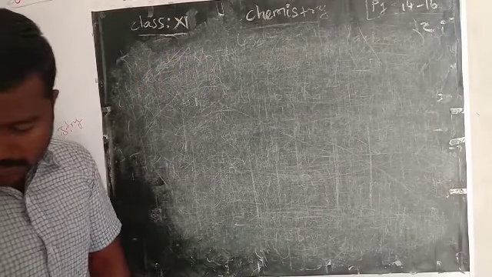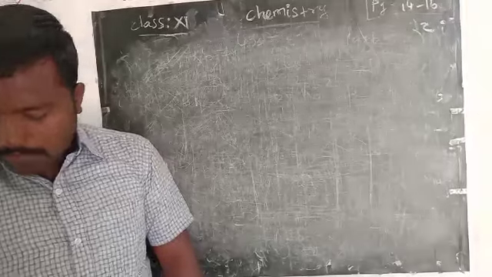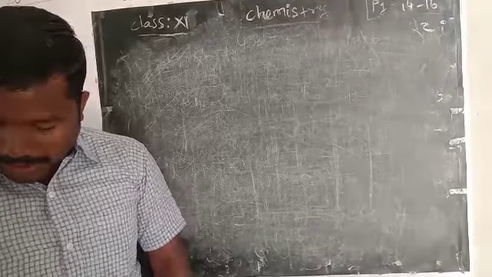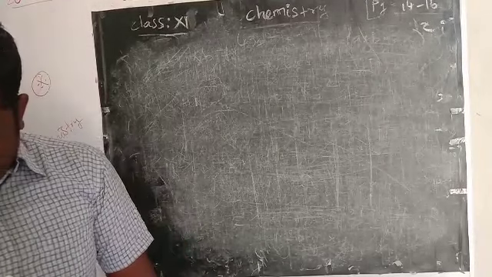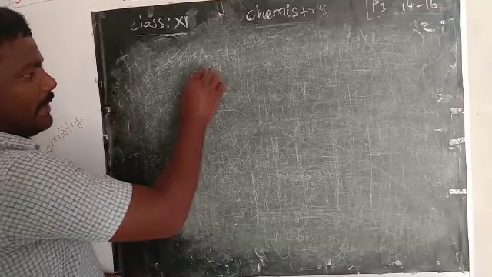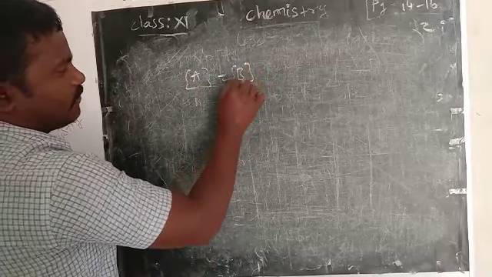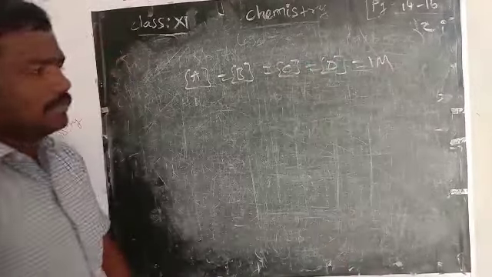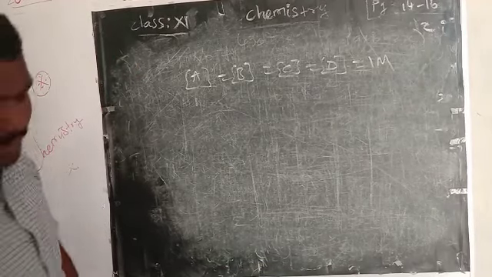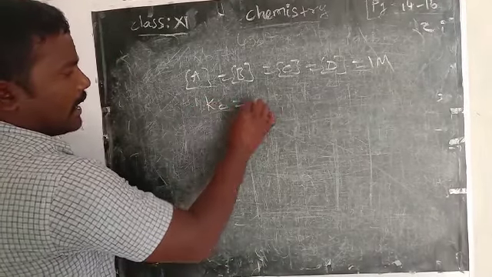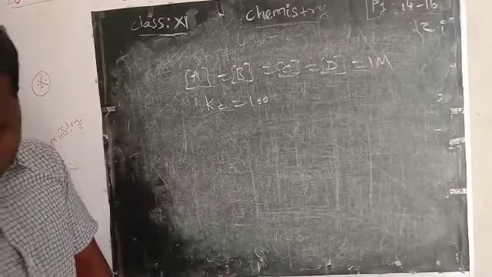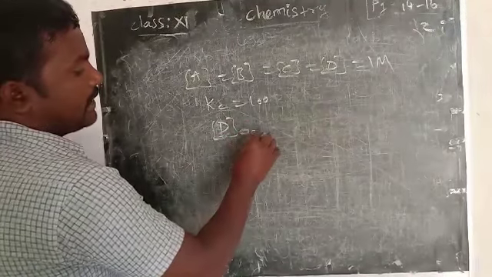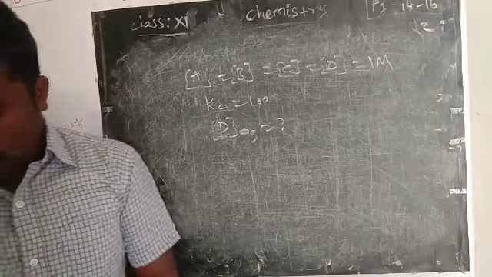For a change, they have given Kc also, but they are asking for the equilibrium concentration of D. The concentrations of all the terms A, B, C, D are all 1 molar. The Kc value is also given, 100. Then what is the question? The D concentration at equilibrium. The D concentration alone you want to find.